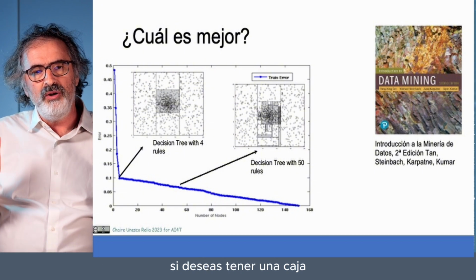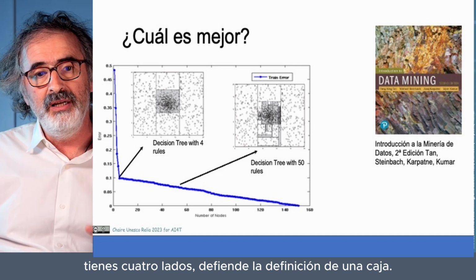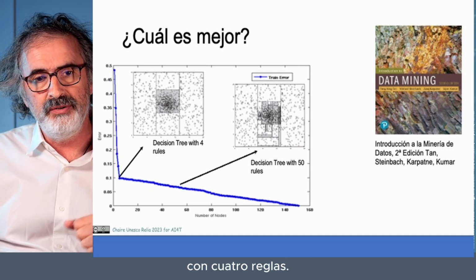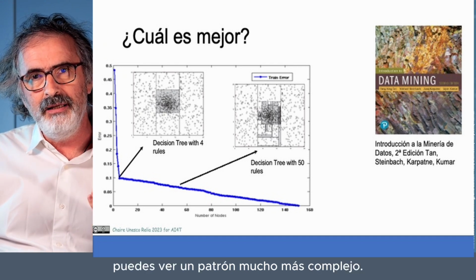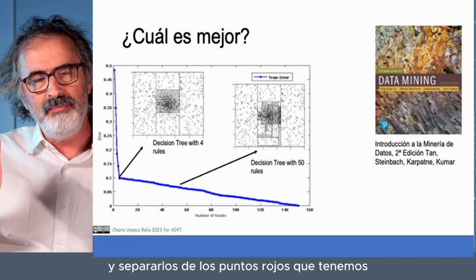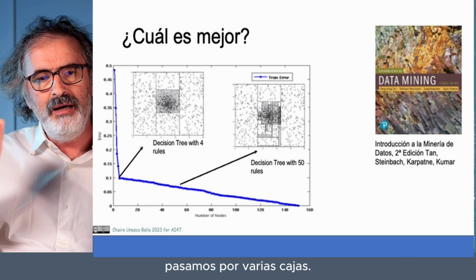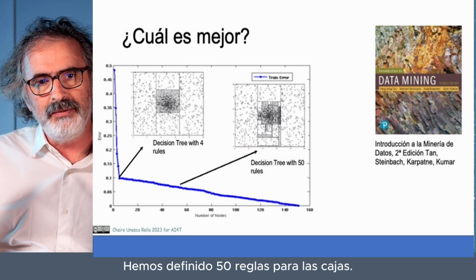So of course, if you want to have a box, you've got four sides defining a box, which is why we are calling this a decision tree with four rules. To the right, you can see a much more complex pattern. To try and better fit the blue points and separate them from the red points, we have entered a number of boxes. We've done 50 rules to define the boxes.